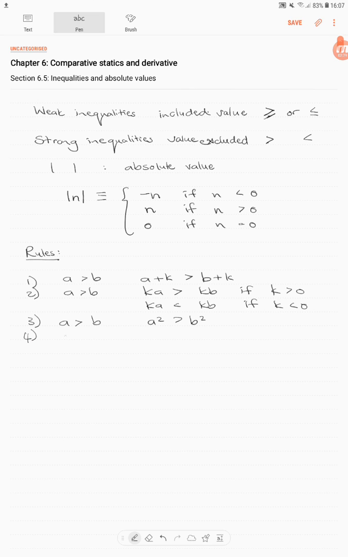Our rules for absolute values: if we have m, the absolute value of m plus n, this will be smaller or equal to the absolute value of m plus the absolute value of n. If we have the absolute value of m times the absolute value of n, this will be equal to the absolute value of the product mn. If we have the absolute value of m divided by the absolute value of n, this will be equal to the absolute value of m divided by n.